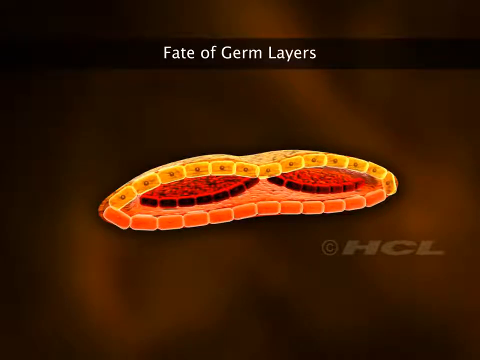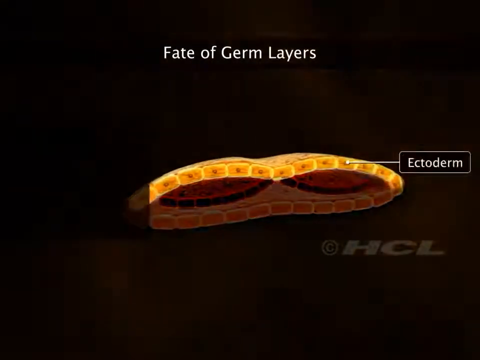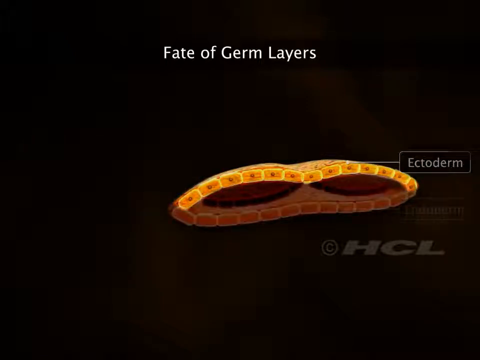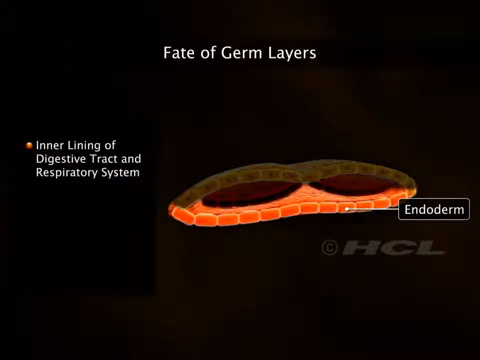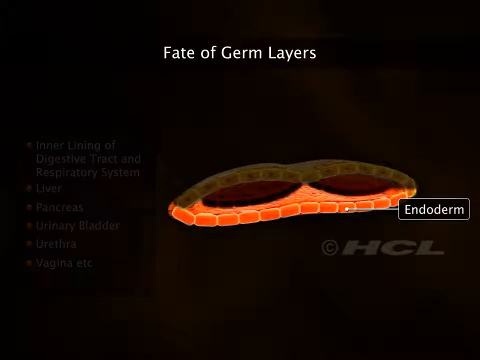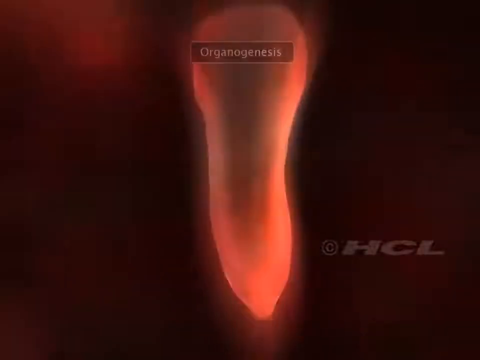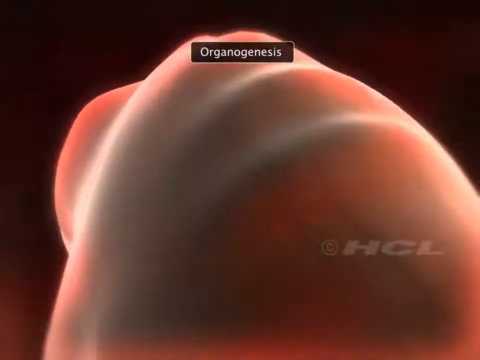Gastrulation establishes the body pattern, that is, each tissue and organ of the adult originates in one of the three primary germ layers of the gastrula. The ectoderm gives rise to epidermal tissue, nervous tissue, retina, lens, cornea, etc. The endoderm forms the inner lining of the digestive tract, liver, pancreas, inner lining of the respiratory system, urinary bladder, urethra, vagina. The mesoderm gives rise to the dermis, all types of muscular tissue and various connective tissues. The development of the major organ systems is called organogenesis.